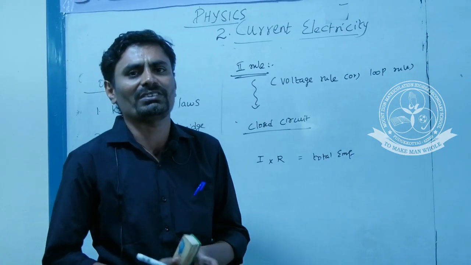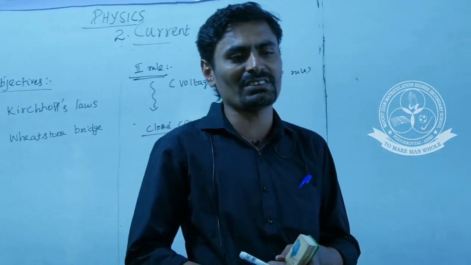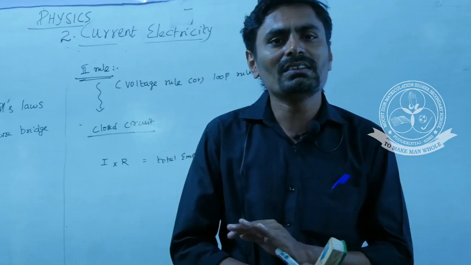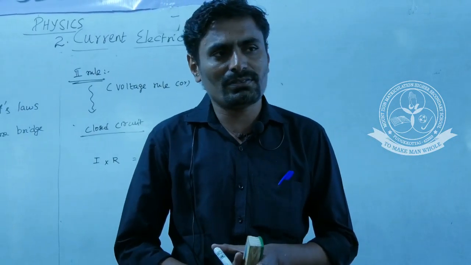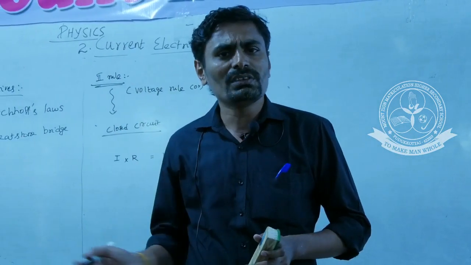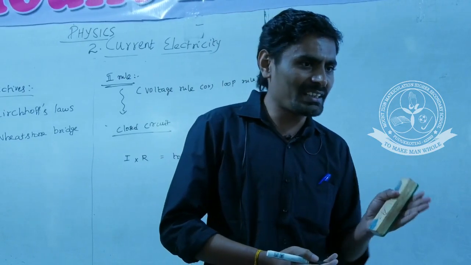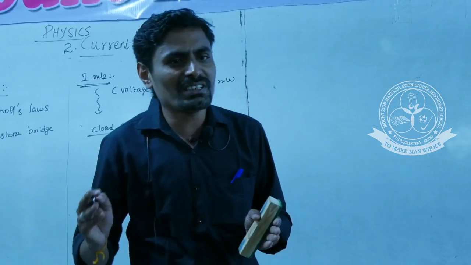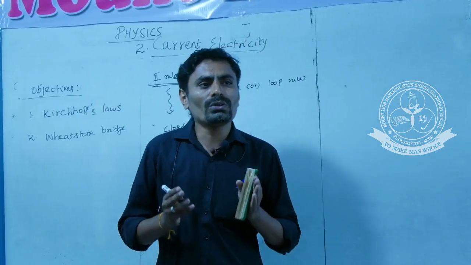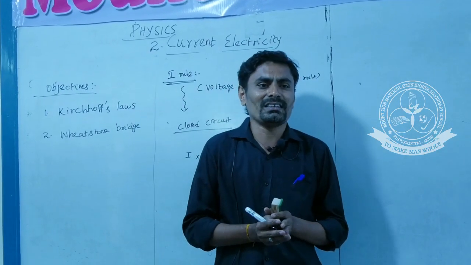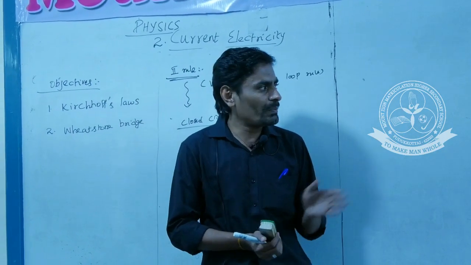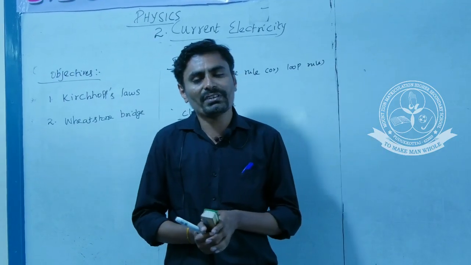What is meant by the law of conservation of energy? Already we studied it. Energy cannot be created or destroyed. One form of energy can be converted into another form, for example kinetic energy converted into potential energy or potential energy converted into kinetic energy, but the total energy of a system remains constant. Kirchhoff's voltage rule is based on this.